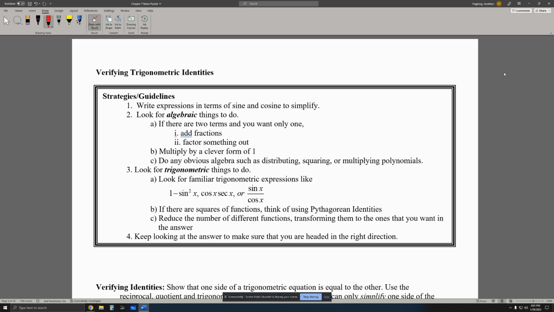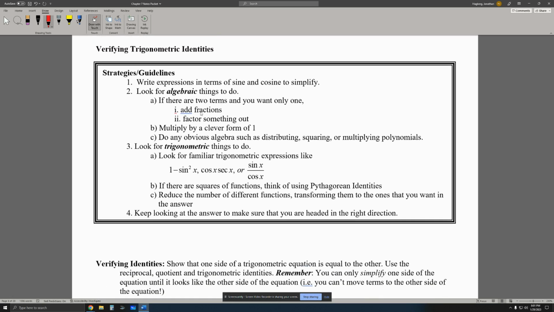To verify trigonometric identities, I want to start off with some strategies or guidelines that we can follow. As before, when simplifying, writing them in terms of sine and cosine would be really helpful. Algebraically, if there's two terms and you only want one, we can add fractions. So finding that common denominator is going to reduce the number of terms that we have. Additionally, if we factor something out, that can often help us simplify or get it into a different or workable form. Multiplying by a clever form of 1 is always an effective strategy.